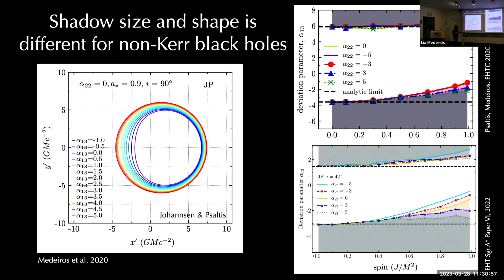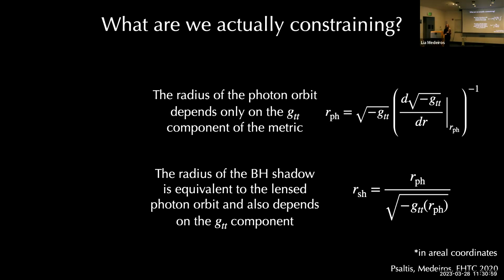Okay, so for those of you who have never heard about parametrized metrics before and it's not the focus of your research, you might be wondering, why should I care? What are we really constraining? What does this mean in terms of other tests of gravity? If you were to write your metric in a special coordinate system, which I'm not going to get into, but it's called areal coordinates if you're interested, you can show that the radius of the photon orbit depends only on the time component of the metric.